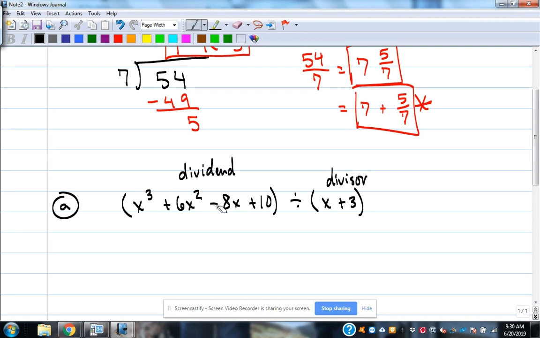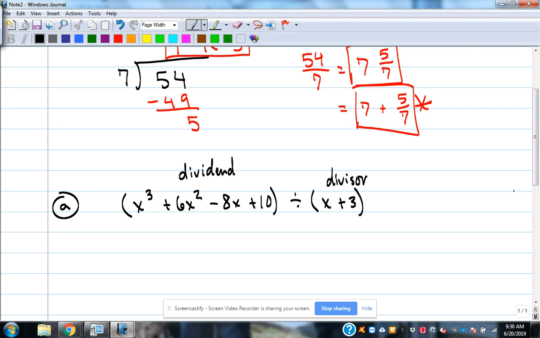These are both in that order: x cubed, then x squared, then x, then plain numbers. X to the first power, plain number. Those are both in the right order. You want them in that order. You also, if there's a missing piece in the middle, you've got to put a representative for that. And we'll see that as we go through some examples about what you've got to do for that.